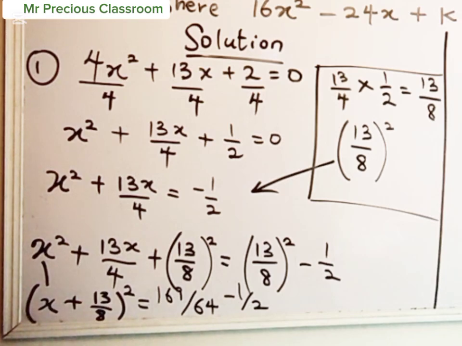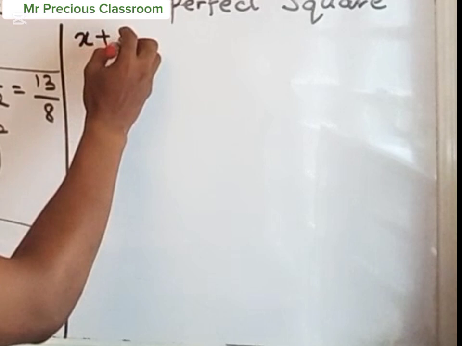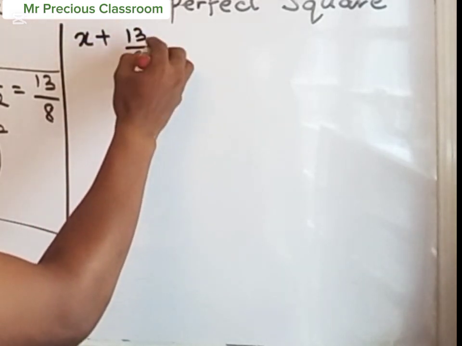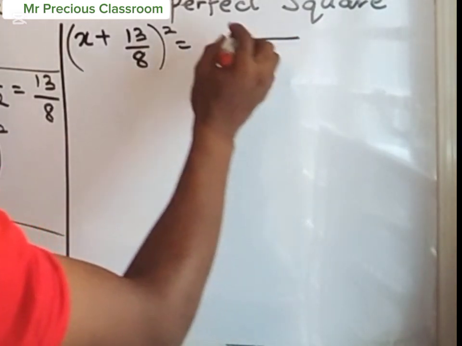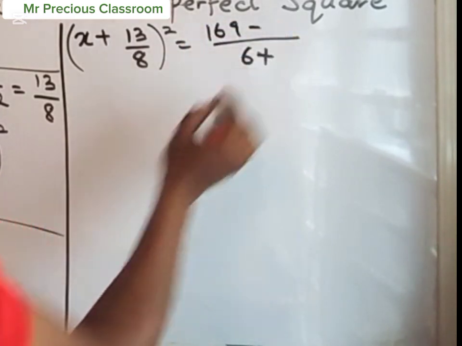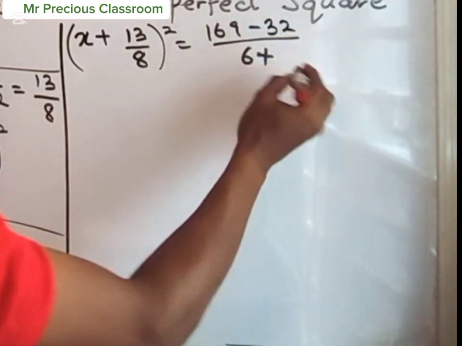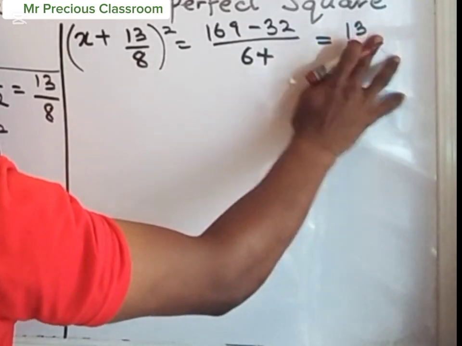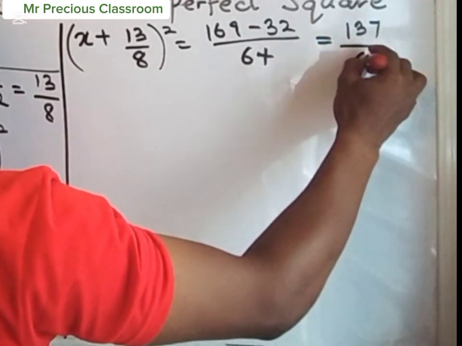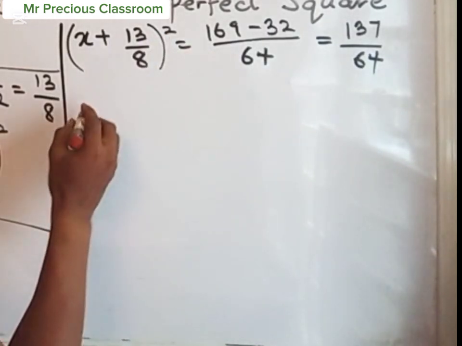Alright, let's go to the other part of the board. The board will continue. So we have x plus 13 over 8 all squared equals, the LCM of 64 and 2 is 64. You still have your 169 minus 2 in 64 is 32, minus 32. So this will give us what? 136. Sorry, 137 over 64.